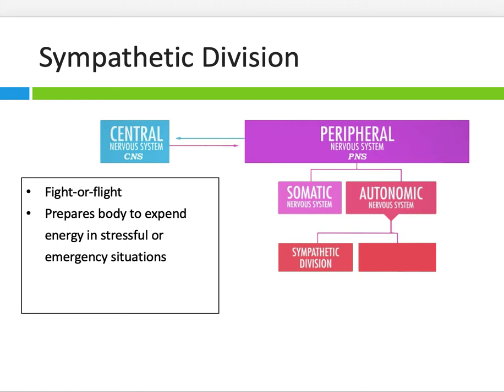Within the autonomic nervous system, you have the sympathetic division and the parasympathetic division. The sympathetic division is for fight or flight reflexes. We've heard this term before. This is essentially preparing your body, or your body preparing itself, to expend energy in stressful or emergency situations.